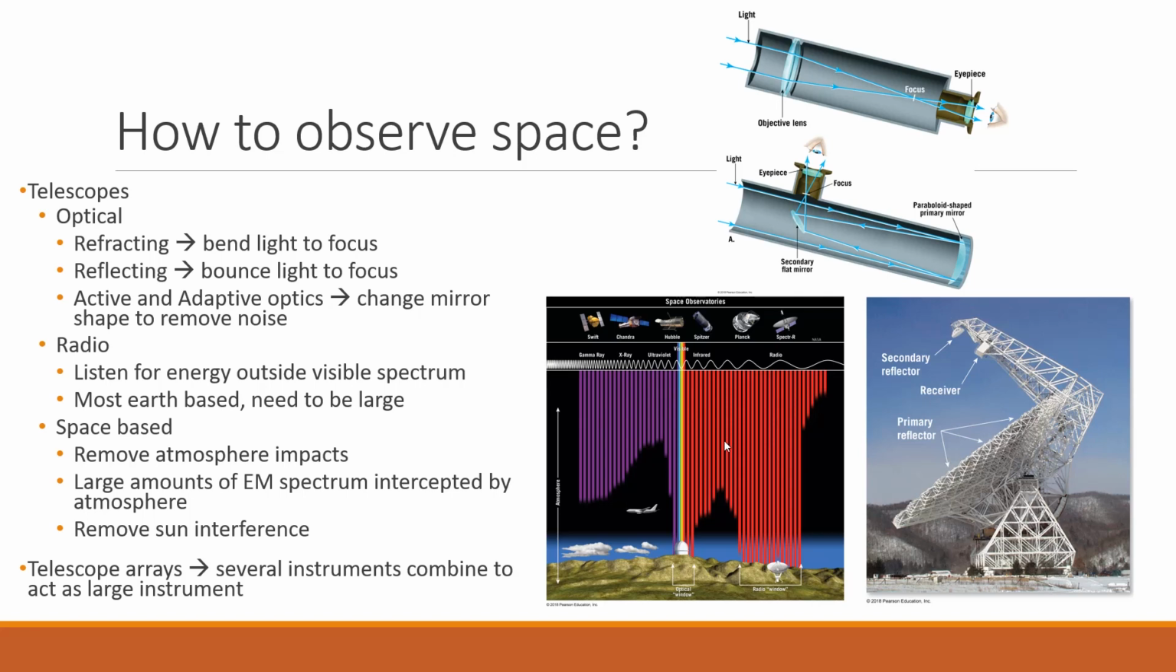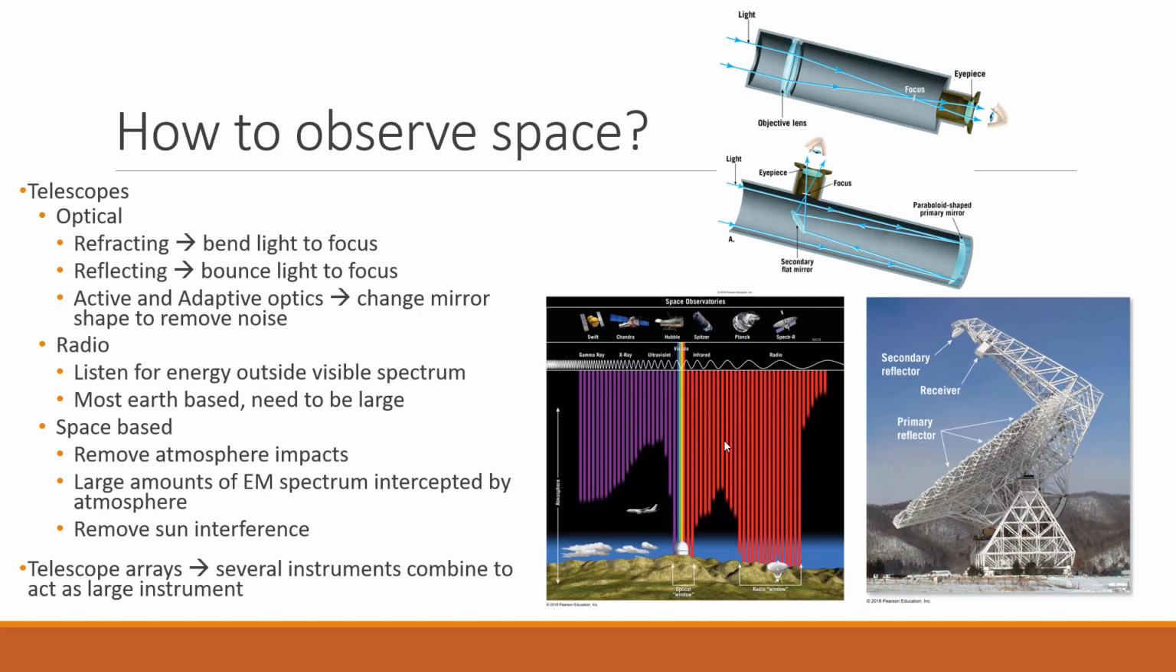Hubble, for example, had issues that it wasn't sending back clear images for a long time because it had broken hardware. And it's difficult to fix these because you have to have a mission that goes to space to fix the instrument. So benefits, yes, but also drawbacks. This is true of any type of scientific instrument.